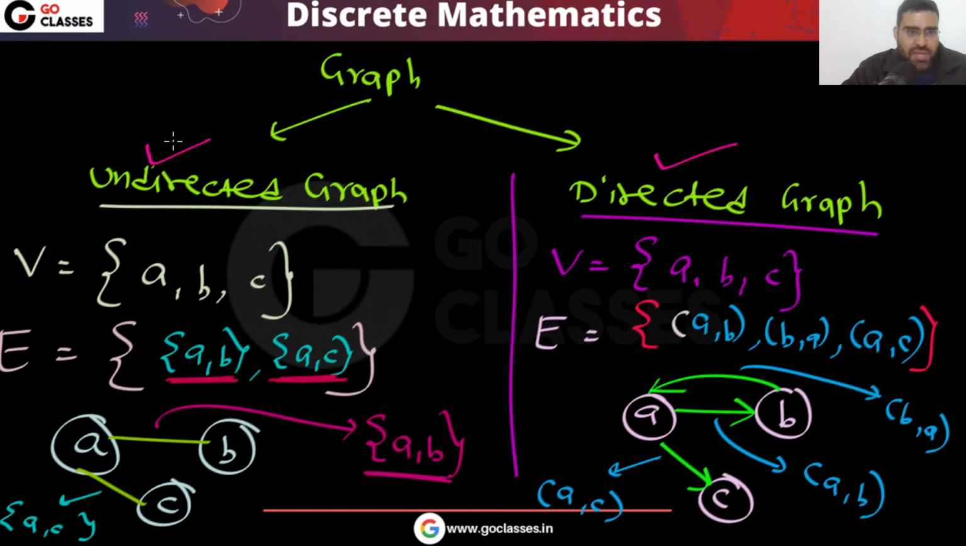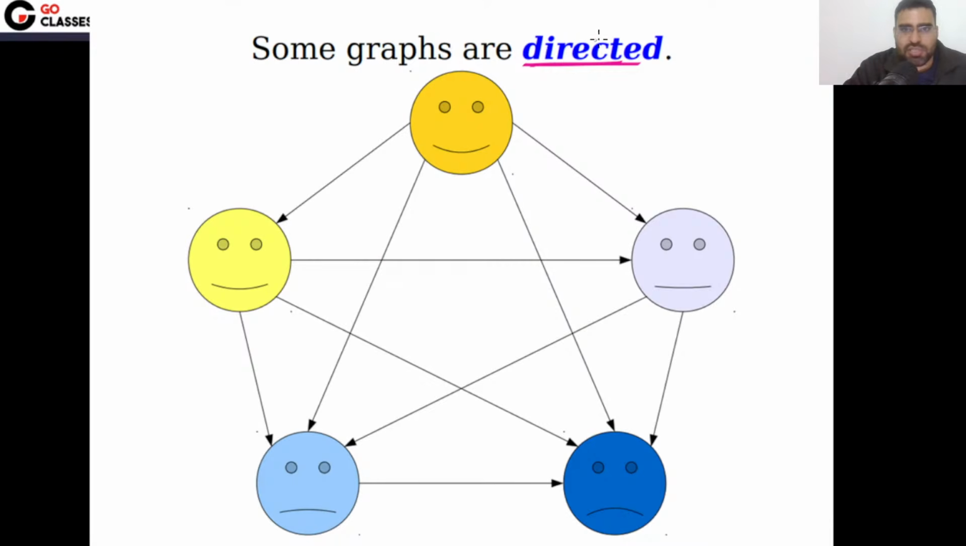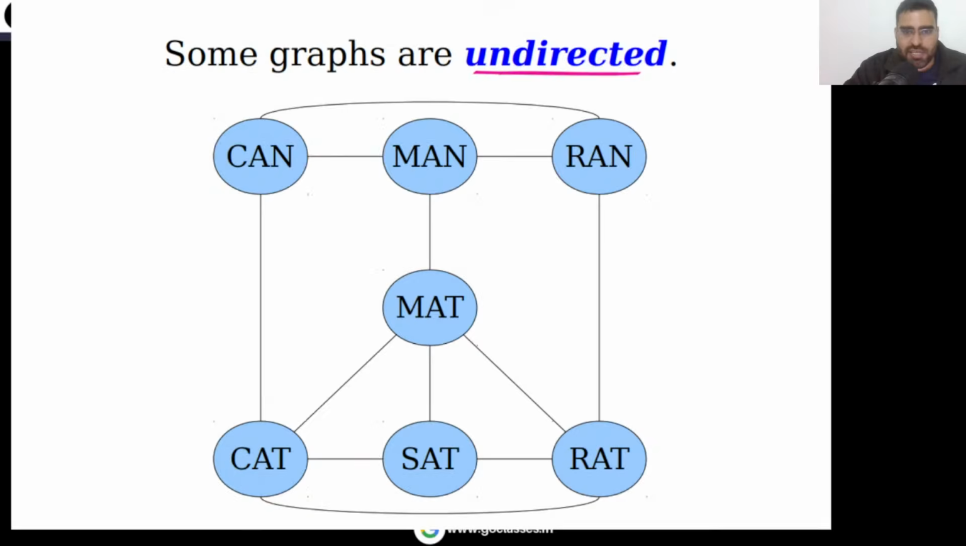In the undirected graph, you have a set of vertices and a set of edges, but every edge is an unordered pair of vertices, because there is no direction in any edge. In the directed graph, every edge has a direction. So this edge is from A to B, so I can say this is the ordered pair (A, B). This edge is from B to A, so this is the ordered pair (B, A). So the directed graph is a set of edges where every edge is an ordered pair. This is the difference between directed and undirected graphs: in the undirected graph edges don't have direction, and in the directed graph edges have direction. You can see this is your directed graph and this is your undirected graph.